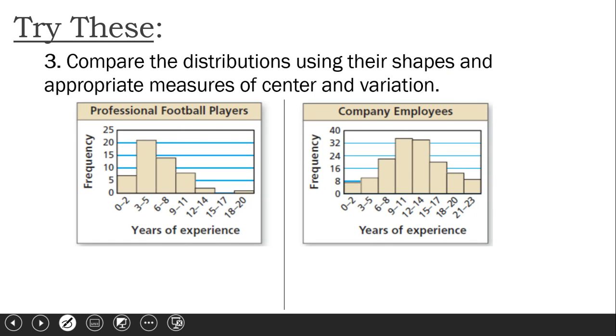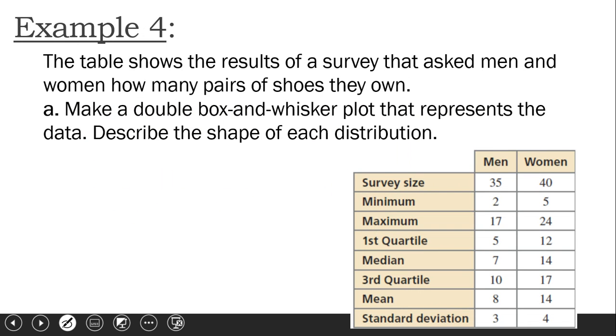Same idea here. This would be skewed right. Our professional football players use the median and 5-number summary or interquartile range. This is symmetric. Use the mean and standard deviation. Okay. Now you're asked to make a double box and whisker plot with the data, and you're asked to describe the shape.